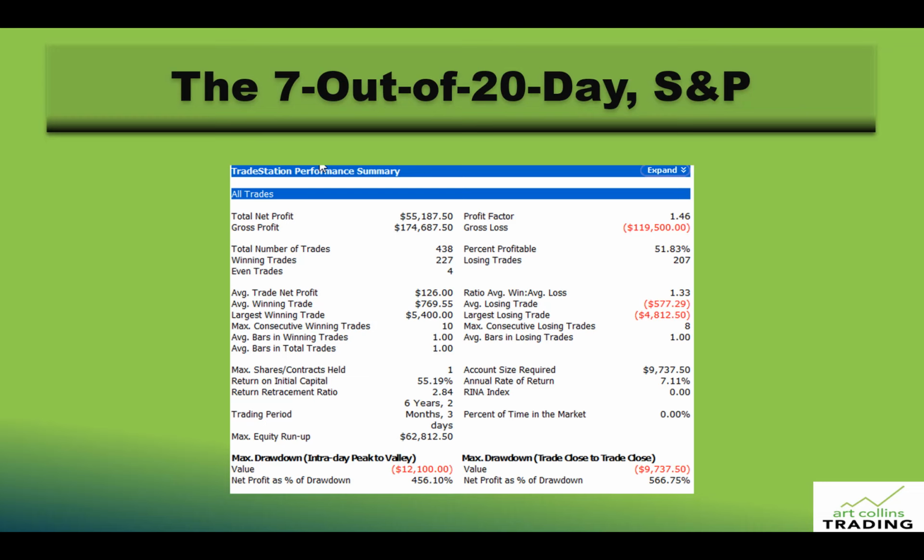So since the start of 2015 through May 21st, 2021, we have $55,000 net profit off 438 trades, 51.83% profitable, $126 average profit, 97.37 worst drawdown. That figure into your eventual net total gives you a 566% return on your money had you started with the 97.37 worst drawdown amount.